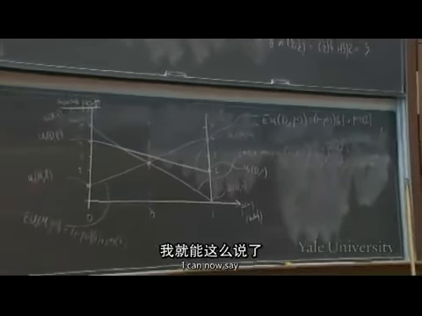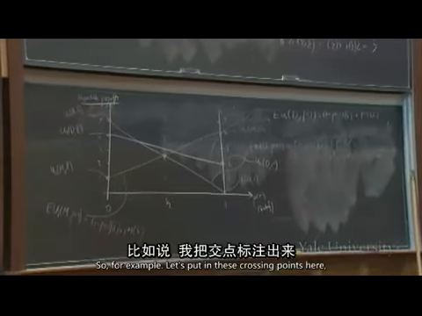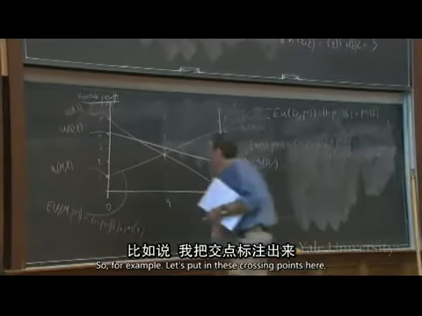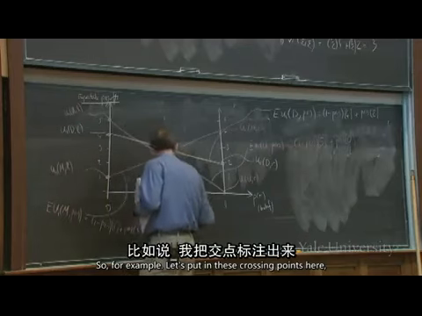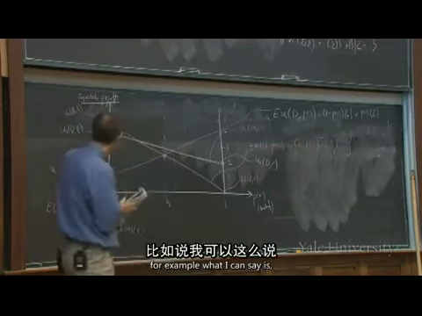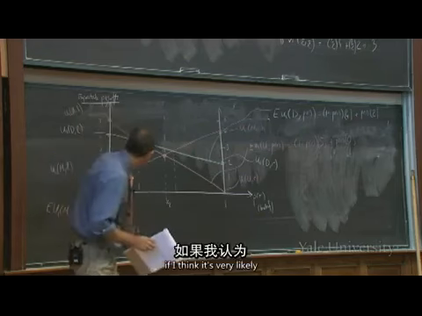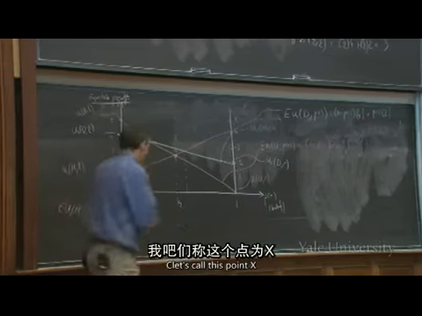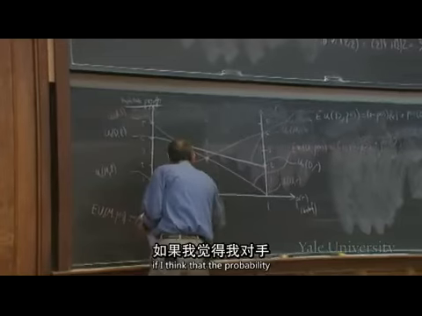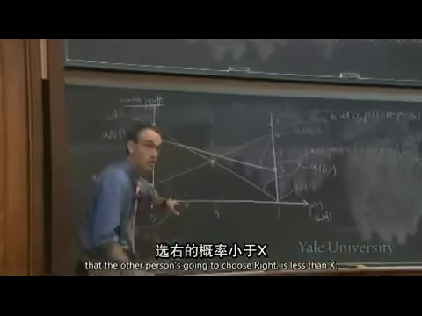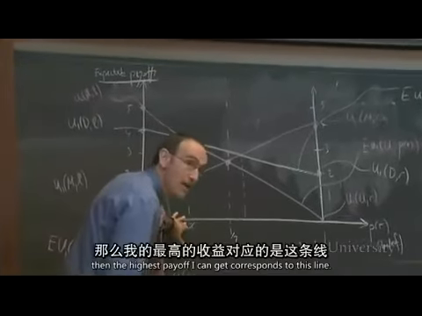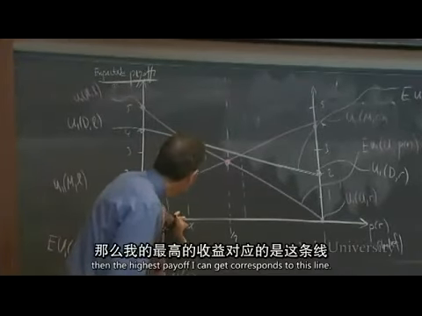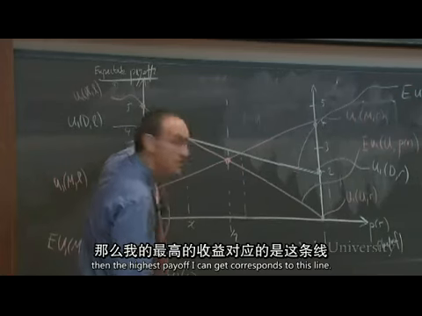Right? Why did you do that? I can now say, for example, let's put in these crossing points here. For example, what I can say is, if I think it's very likely, let's call this point x, if I think that the probability that the other person is going to choose right is less than x, then the highest payoff I can get corresponds to this line.